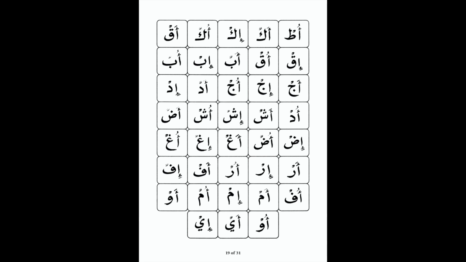Next one: hamza fatha shin sukun ash. Hamza kasro shin sukun ish. Ash, ish. Hamza dhamma shin sukun ush. Ash, ish, ush. Hamza fatha dad sukun ab. Hamza kasra dad sukun id. Ab, id. Hamza dhamma dad sukun ud.